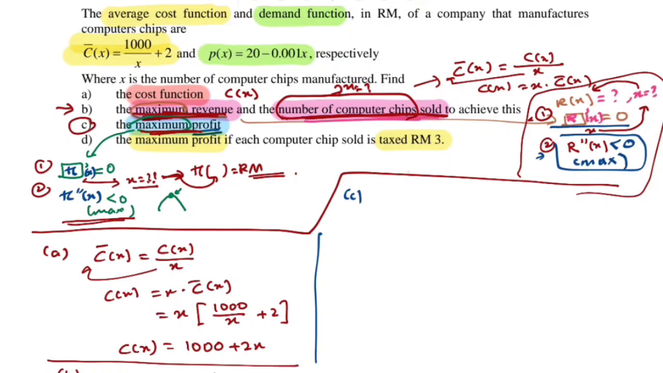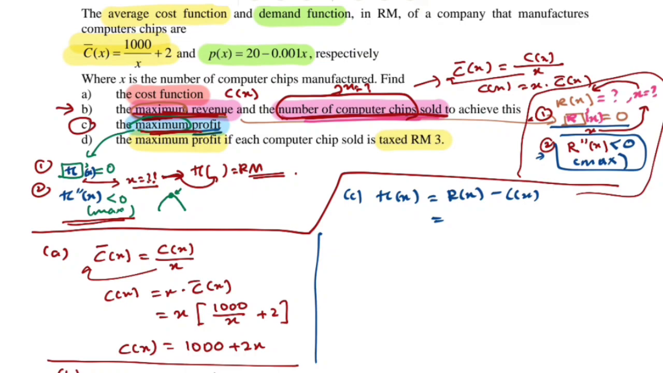As we have discussed before, this means we need the profit function, and we have to differentiate that profit function to maximize the profit. So what is the profit function? It comes from the formula of revenue minus cost.